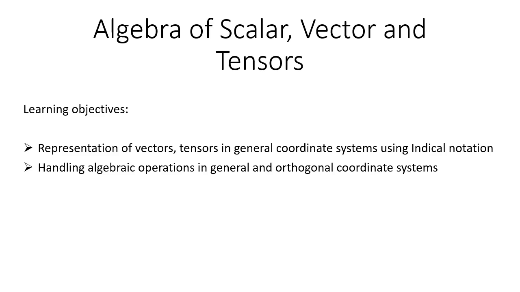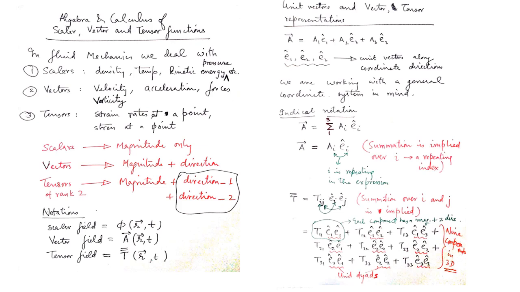Since most of the time we deal with orthogonal coordinate systems, Cartesian, cylindrical, these are all orthogonal coordinate systems, meaning that at each point described by these coordinate systems, the unit vectors are mutually perpendicular. So how to handle algebraic operations in such coordinate systems? Okay, now we move on to formally beginning the algebra and calculus.